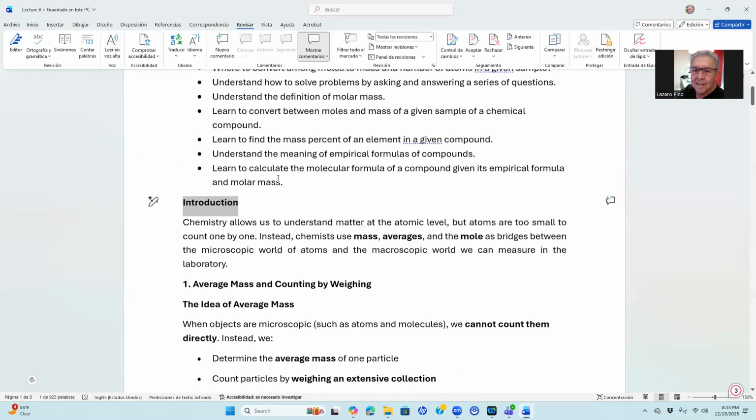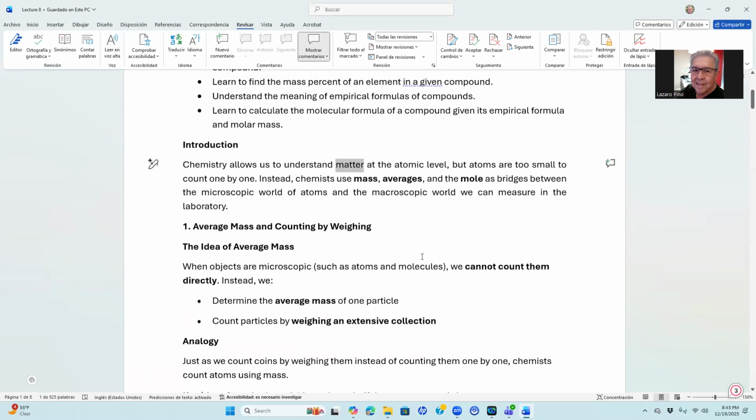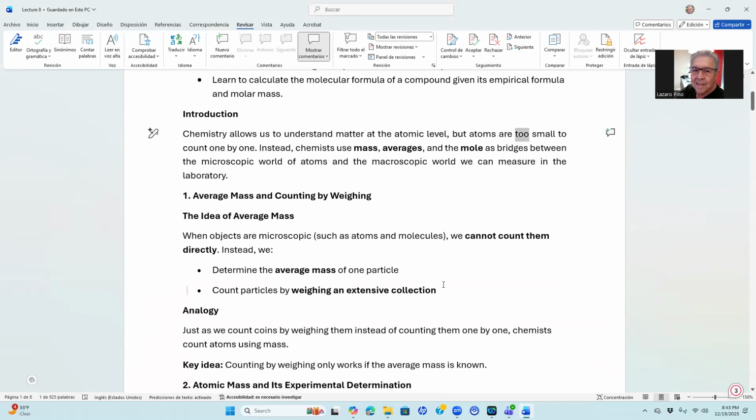Introduction. Chemistry allows us to understand matter at the atomic level, but atoms are too small to count one by one. Instead, chemists use mass, averages, and the mole as bridges between the microscopic world of atoms and the macroscopic world we can measure in the laboratory. 1. Average mass and counting by weighing.